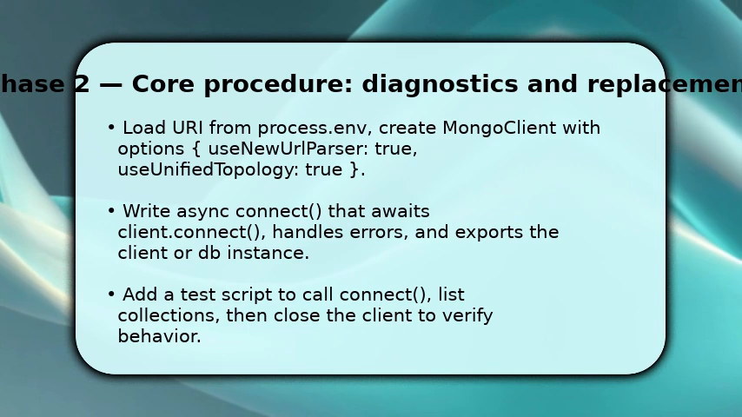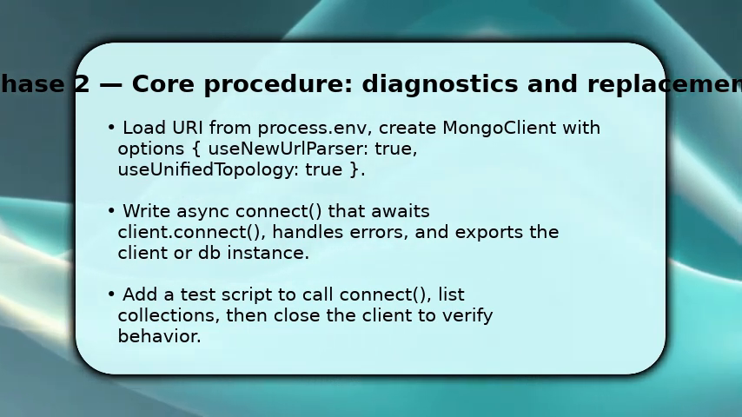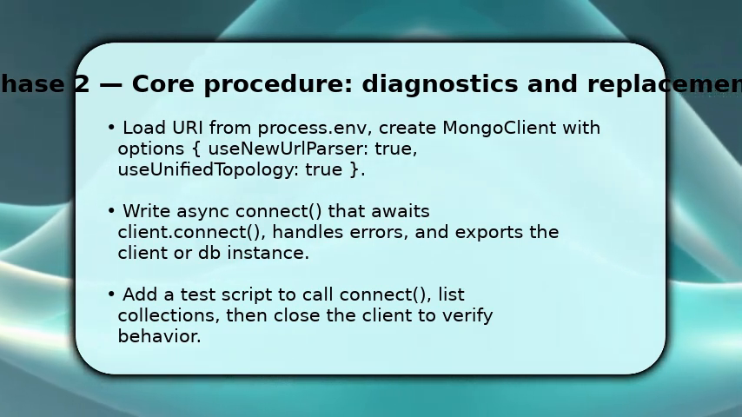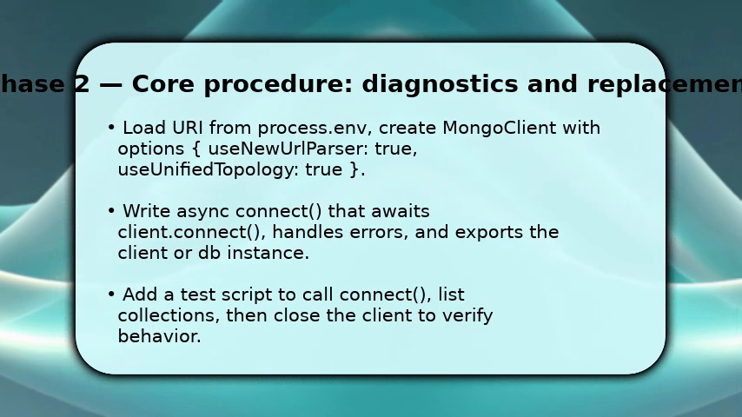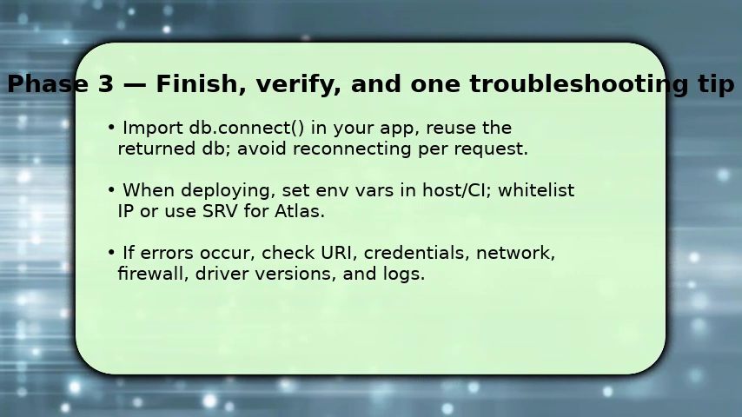Once you export the function, create a small test file to call connect, list collections, log results, and close the client. This proves it works. Finish by wiring the exported DB into your routes or services so you reuse the single connection pool. That boosts performance and reduces timeouts.